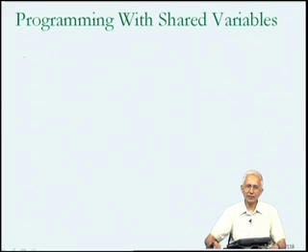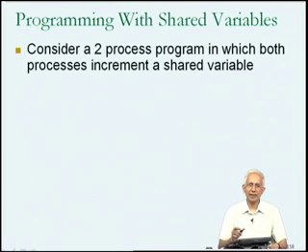We're going to spend a little bit of time talking about concurrent programming using shared variables. So the idea is something like this. Let's suppose there is a 2-process program, and we look at a very simple example, because the objective of this slide is to illustrate a problem which arises, which we must be aware of if we want to do concurrent programming with shared variables.